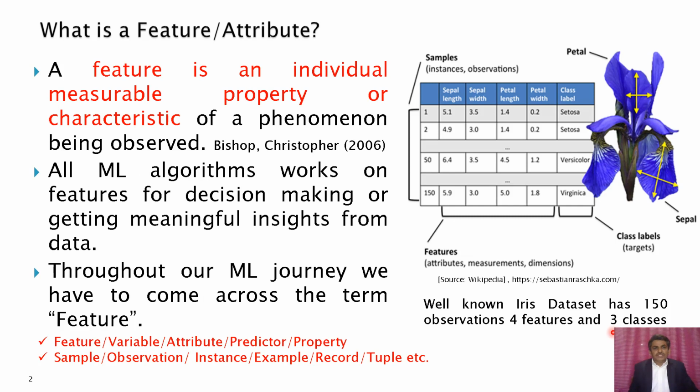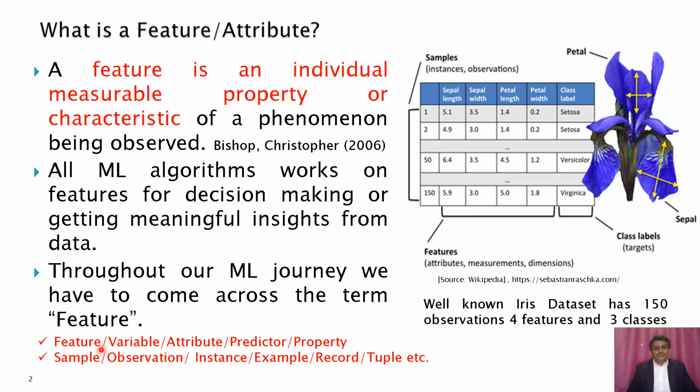This slide shows what is a feature or attribute. As all of us know, during the machine learning journey we have to come across these terms regularly. I will provide you a brief description of what is a feature. A feature is an individual measurable property or characteristic of a phenomenon being observed. All machine learning and pattern recognition algorithms work on features for decision making or getting meaningful insights from data.